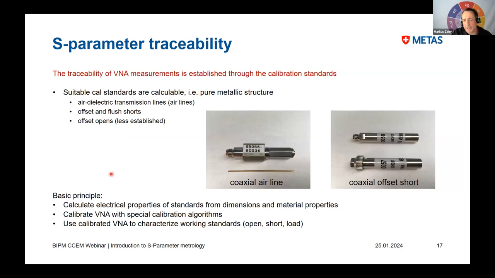The basic principle is that you calculate the properties of the standards from the dimensions and material properties. You calibrate the VNA with a specialized calibration algorithm, and then you use the calibrated VNA to characterize working standards. And that's basically how you develop the traceability chain. The working standards are then often open, short, load.